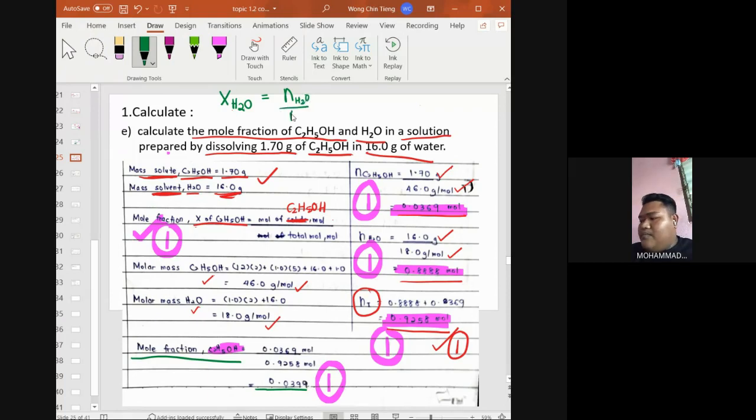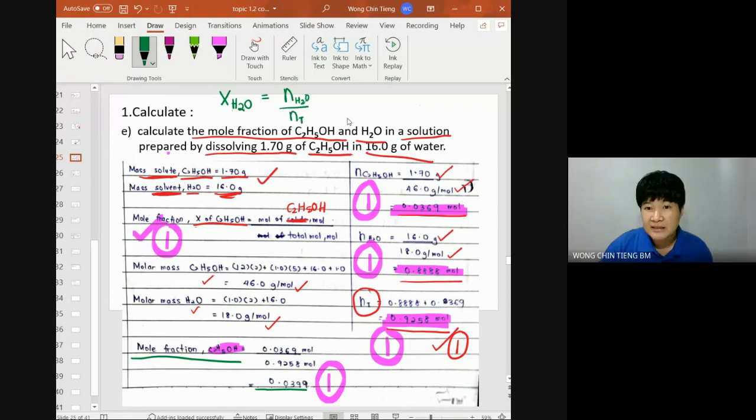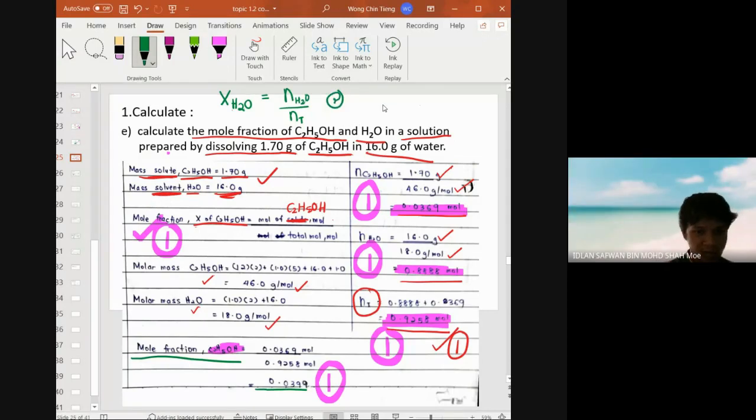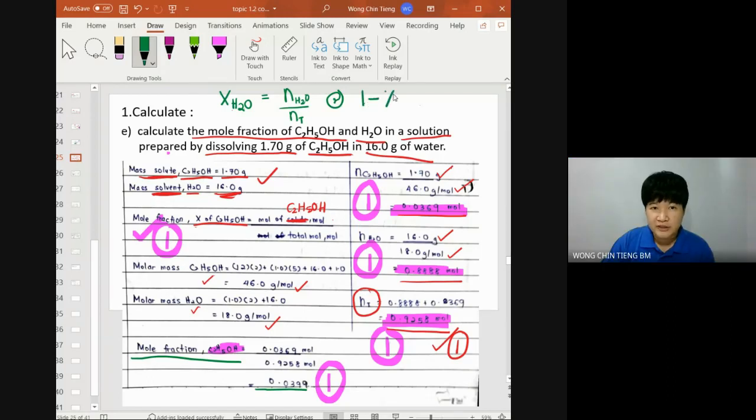bahagi dengan nombor total. Ada cara lain? Satu tolak dengan ni. Mole fraction. Satu tolak dengan mole fraction ethanol. Benda ni panggil ethanol, C2H5OH. Okay. So, both way, dua-dua cara saya terima. Kalau kamu kira guna formula mole fraction pun saya terima. Siapa yang buat tolak pun saya terima. Okay. Dua-dua cara saya terima.